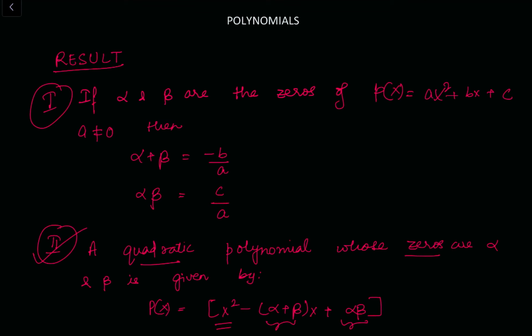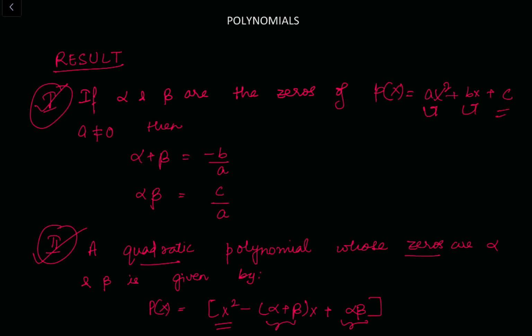Last class we discussed the second result, and today we will be discussing the first result. So if alpha and beta are the zeros of the polynomial, then alpha plus beta is minus b by a and alpha beta is c by a. And what are these a, b and c? a is the coefficient of x square, b is the coefficient of x, and c is the constant term.